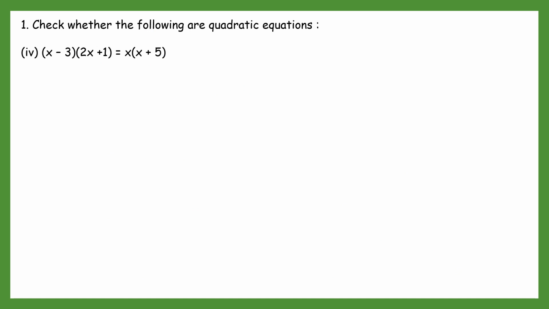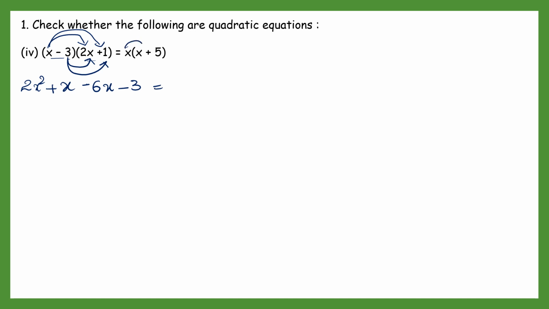Next question. x minus 3 into 2x plus 1 is equal to x into x plus 5. First multiply with first term x into 2x, and x into 1. x into 2x is 2x square, plus into plus is plus, x into 1 is x. Next multiply with minus 3. Minus 3 into 2x, minus 3 into 1. Minus 3 into 2x you get minus into plus is minus, 3 into 2 is 6x, minus into plus is minus, 3 into 1 is 3.